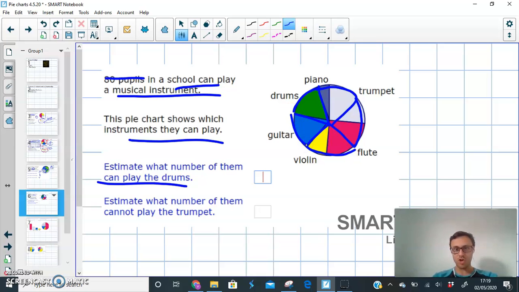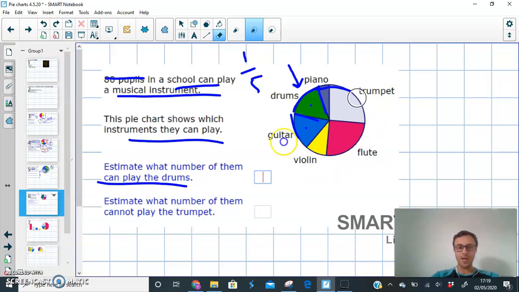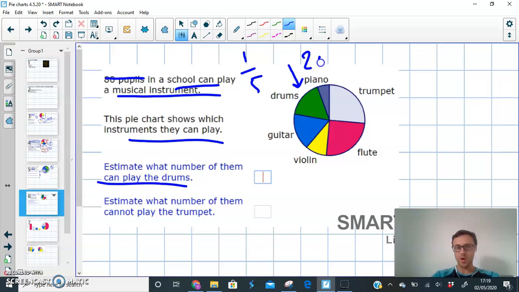So what have I split my pie chart into? 1, 2, 3, 4, 5. So I'm going to go for roughly 1/5. Okay, roughly 1/5 of the people I asked can play the drums. I'd say that is roughly about 20%. Okay, maybe a little bit less, but it's an estimate, so it doesn't have to be exact. So I'm then going to work out 20% or a fifth of 80, which I'm pretty sure is 16.